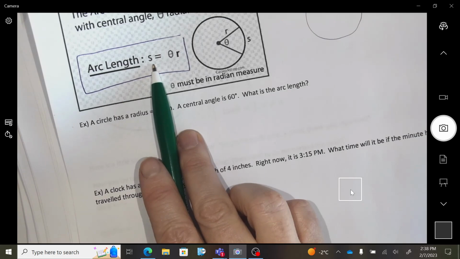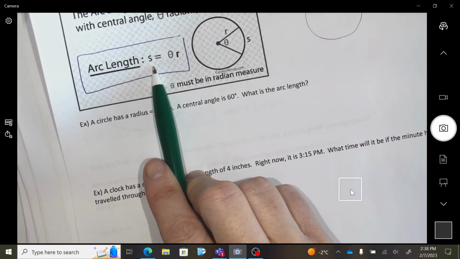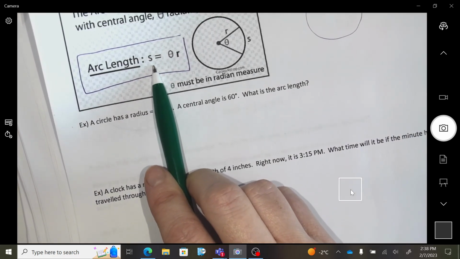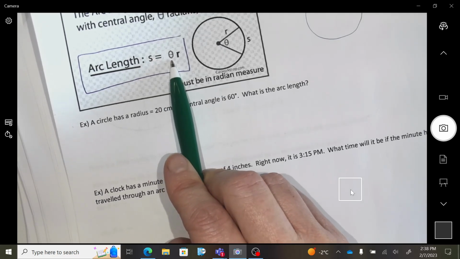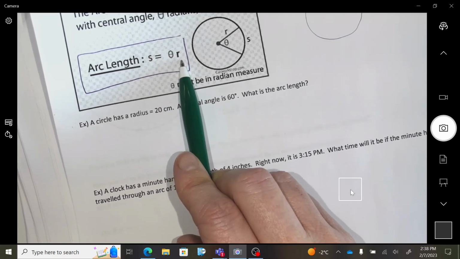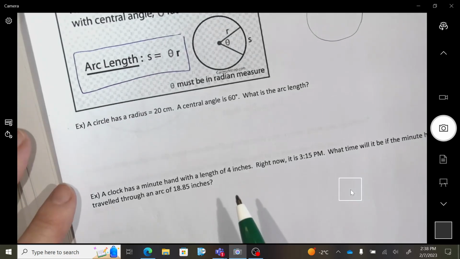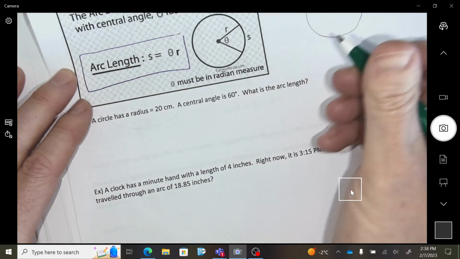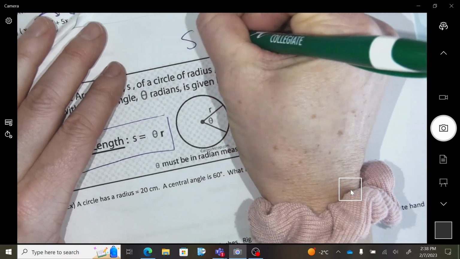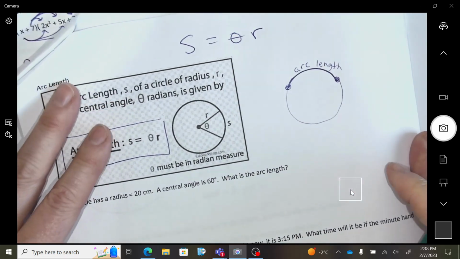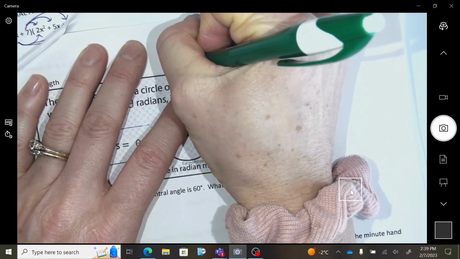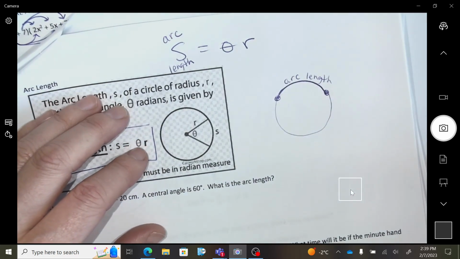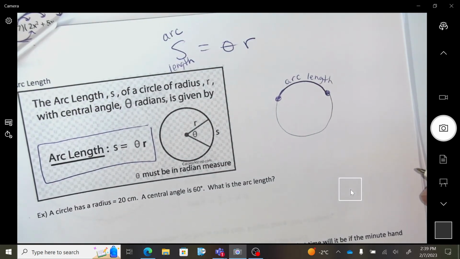The formula is on a formula sheet. You would get it provided on a test, on an exam. S says the arc length, don't ask me why they pick an S, equals the angle times the radius. I'm going to write this at the top here. So arc length, whatever. Anybody want to guess why there's an S there? Maybe Latin? I don't know.